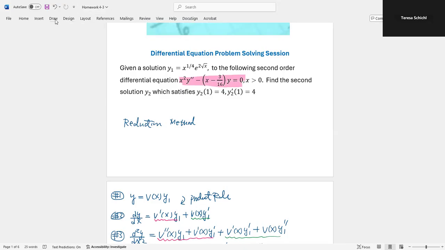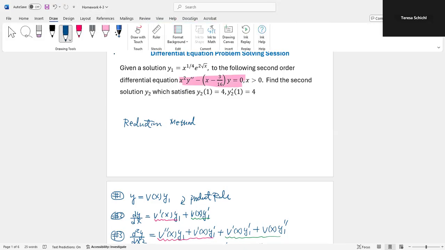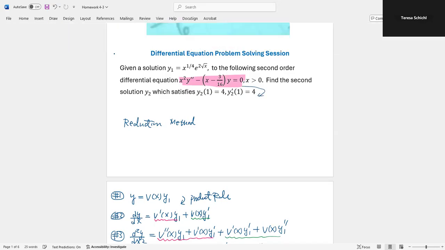Okay, so that's why I say I need to be very careful. So this is x squared y double prime minus x minus 3 over 16 y equal to 0. Now I am going to divide by x squared on both sides here. So this one here will be y double prime.